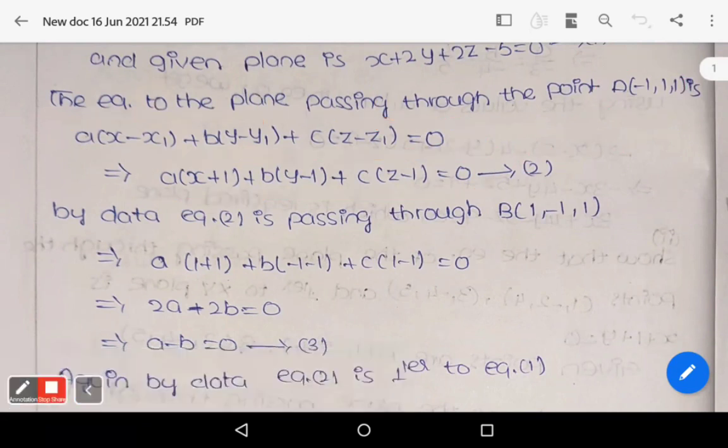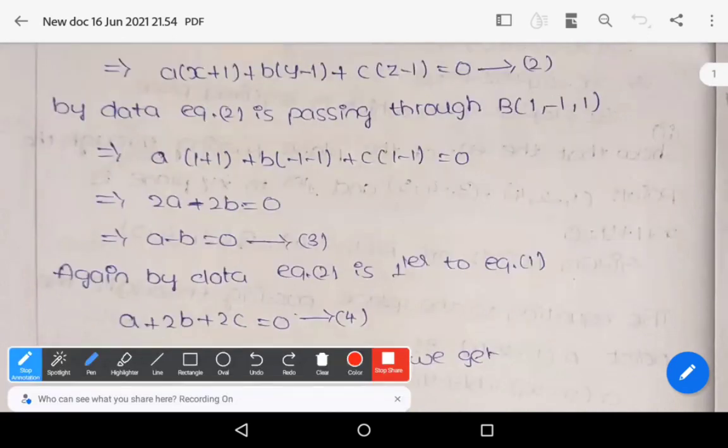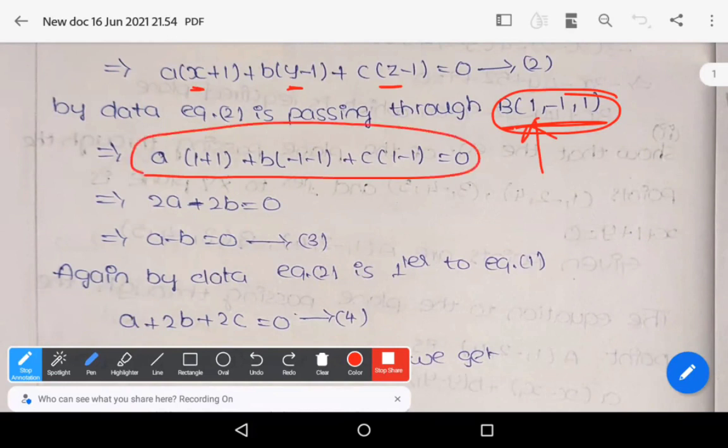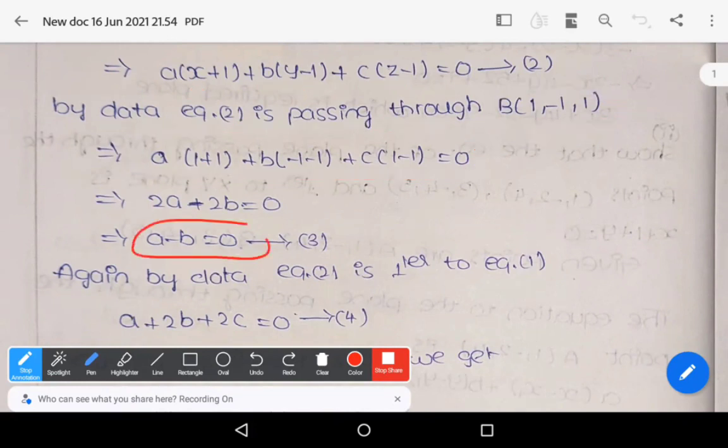Also, by the given data, equation 2 passes through another point B(1, -1, 1). So now replace the variables x, y, z in equation 2 by the coordinates of the point B. We get a(1 + 1) + b(-1 - 1) + c(1 - 1) = 0. By simplifying, we get a - b = 0. Let it be equation number 3.